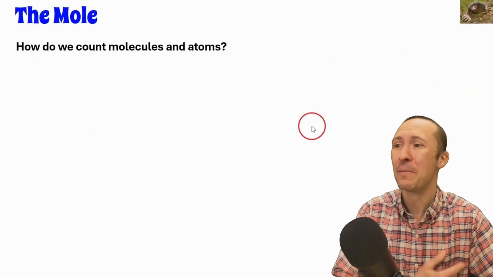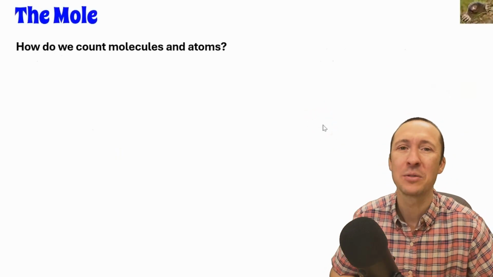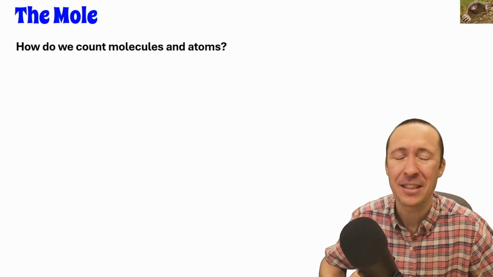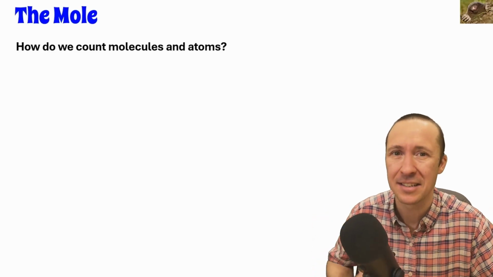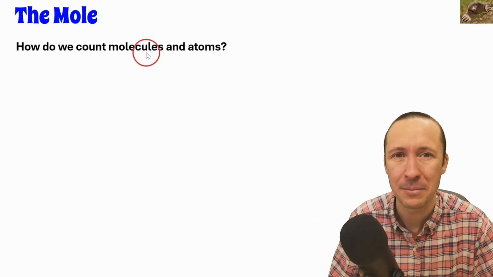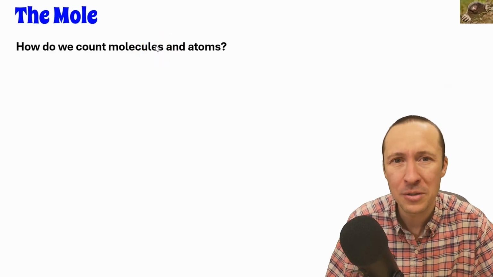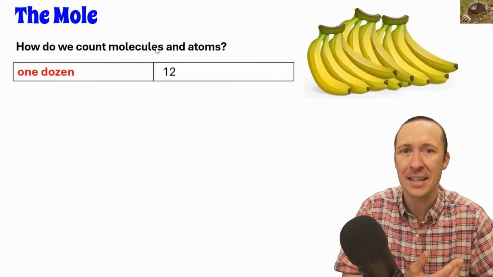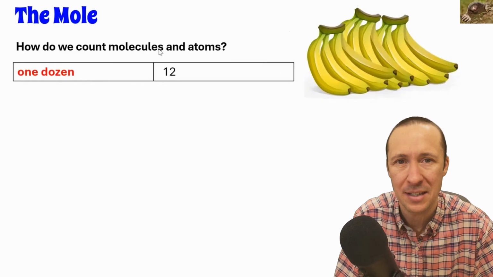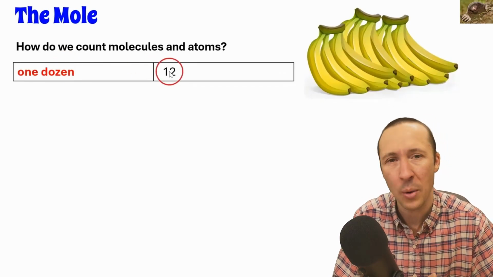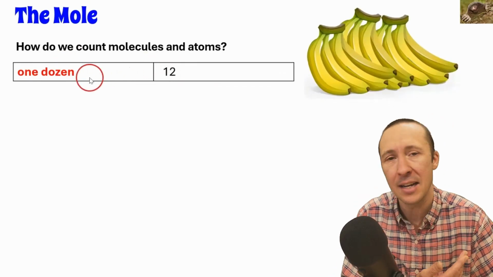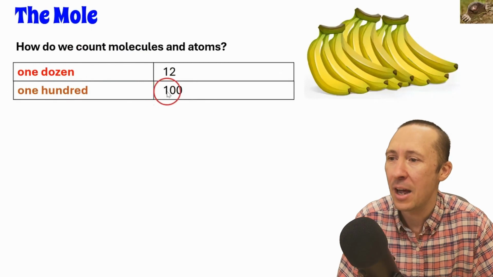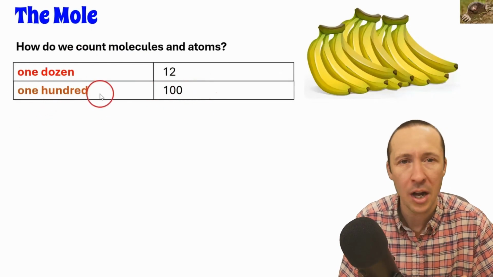Okay, the mole. So the mole helps us count things that are really small, or that there's like tons and tons of things, and it's the standard unit for counting molecules and atoms. And we're used to using groupings to count things. Like the most common maybe is the dozen. 1 dozen is 12, so rather than say 12, you can say a dozen. Rather than write out 100, you can just say the word 100.